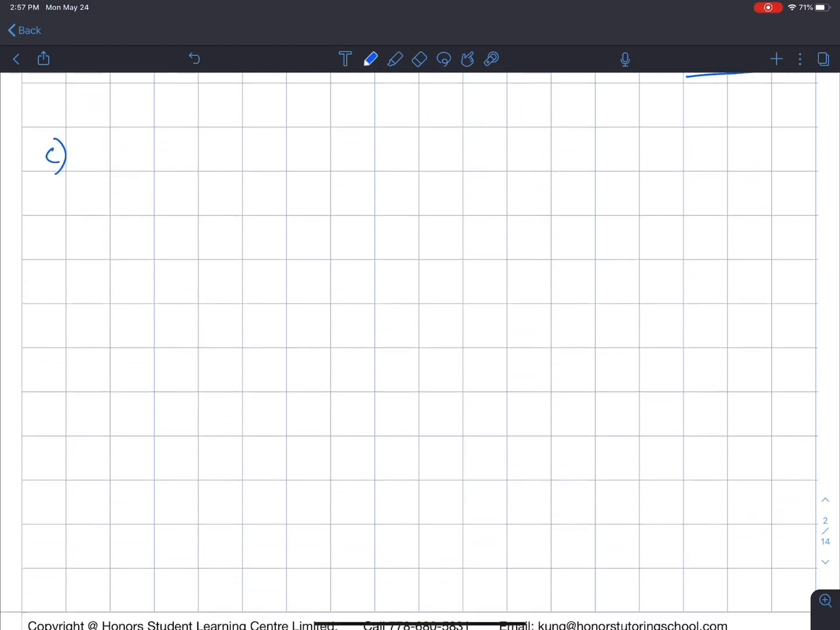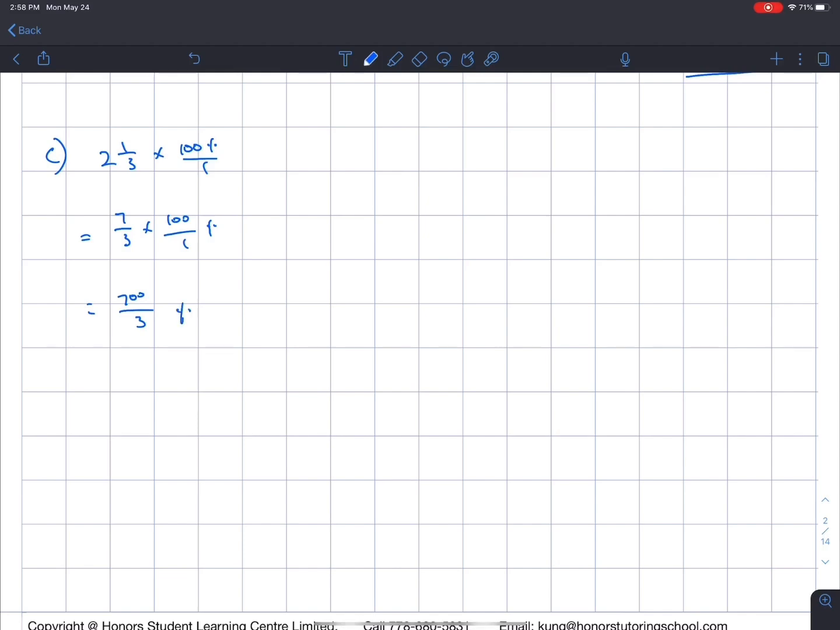C. We have 2 whole circles that are being shaded and a third. Again, times it by 100% over 1. 2 times 3 is 6, plus 1 is 7. So 7 over 3 times 100 over 1%. Nothing to simplify here, so we just get 700 over 3.